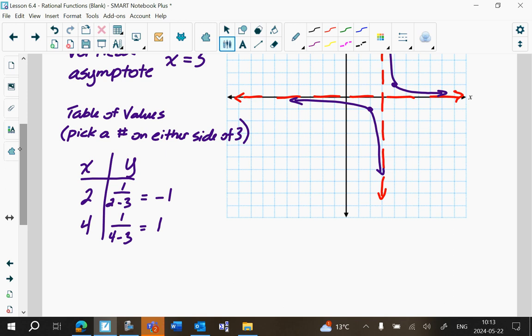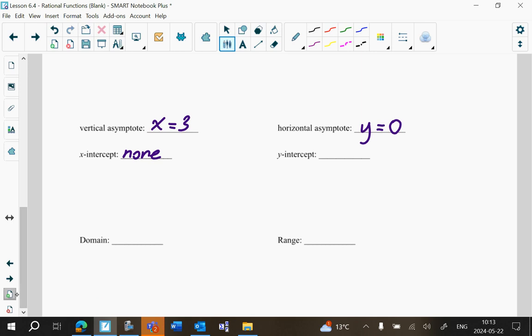How do we find the y-intercept? Make x equals 0. So y equals 1 over 0 minus 3. What's the y-intercept? Negative 1/3. So if I wanted to be a little bit more precise, I should have moved my curve up a little bit.